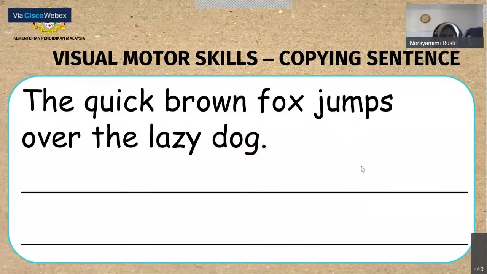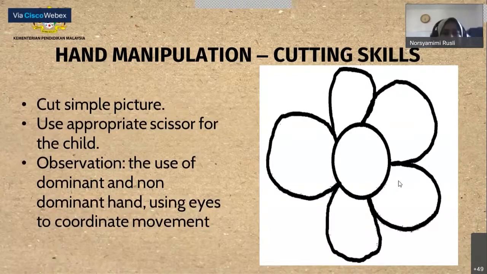Next is hand manipulation, on the cutting skills. You can ask the students to cut a simple picture. I usually use this picture which I drew myself, a picture of a flower. Also, when assessing cutting skills, you have to make sure that you use an appropriate scissor for the child, the correct size of scissor.